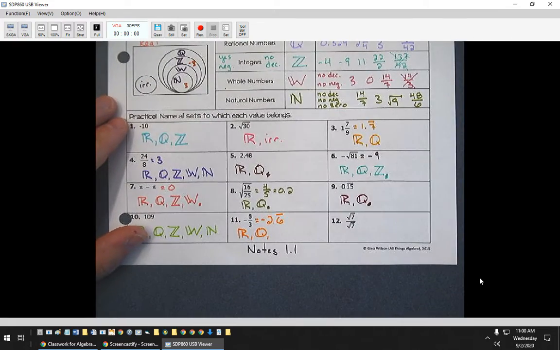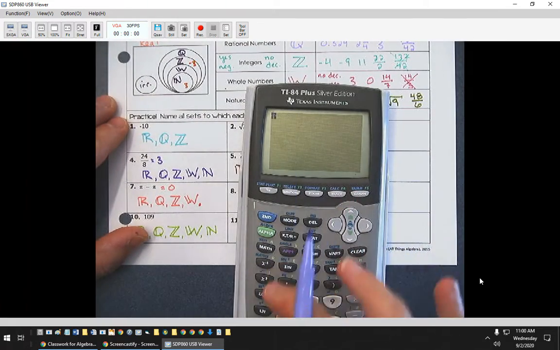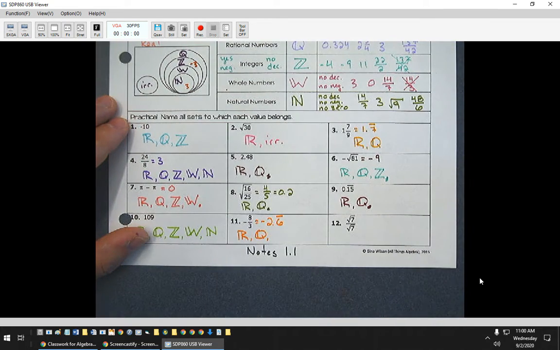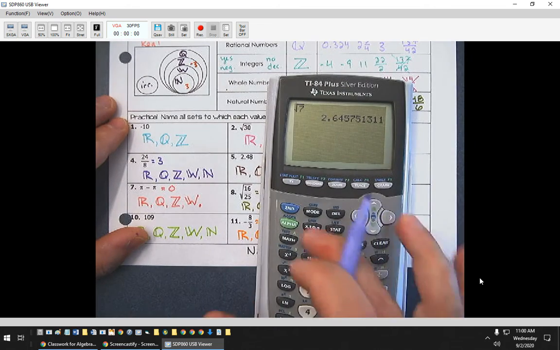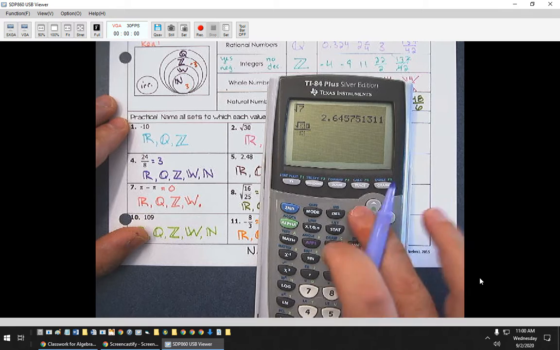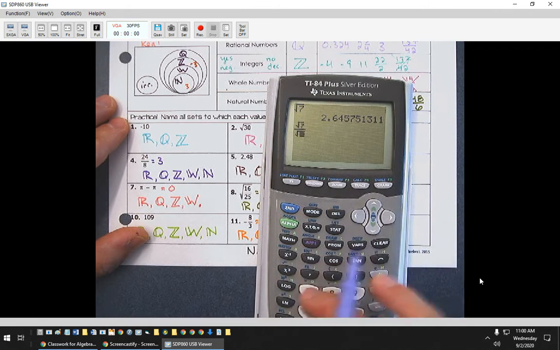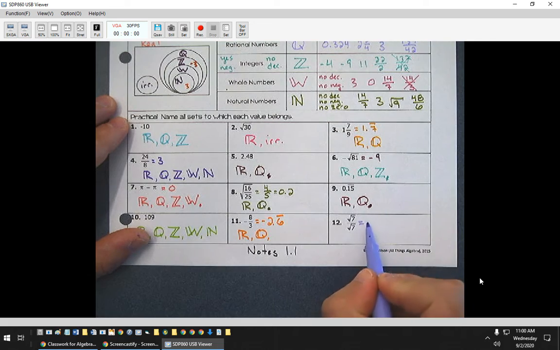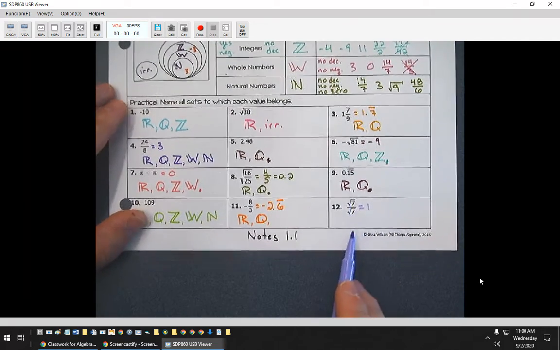Ooh, root 7. Root 7 is not a pretty number. So that kind of feels like it's irrational, but this is root 7 divided by root 7. Root 7 divided by root 7 is 1. This is equal to 1. Anything divided by itself is automatically 1.